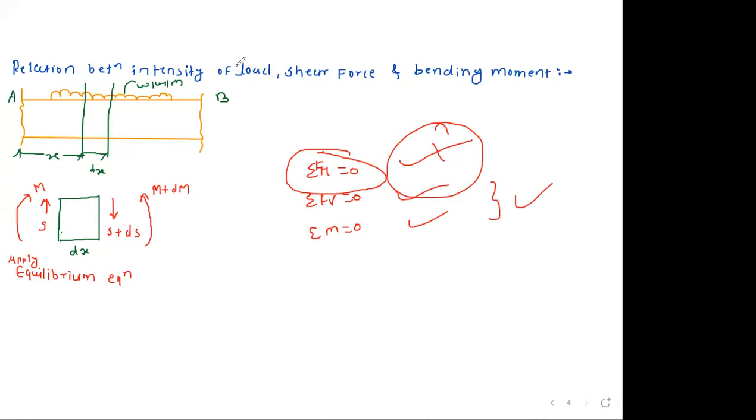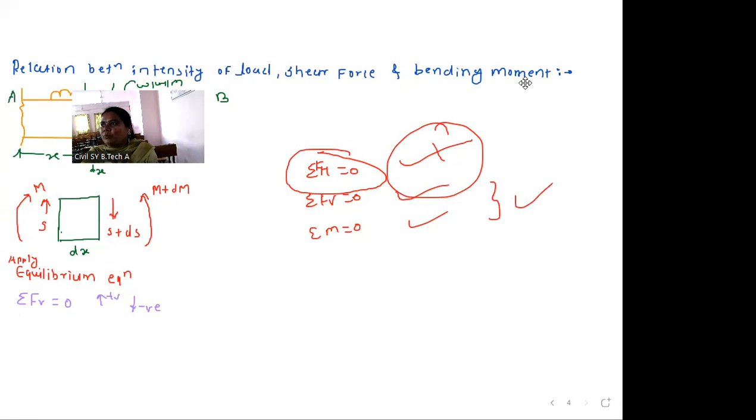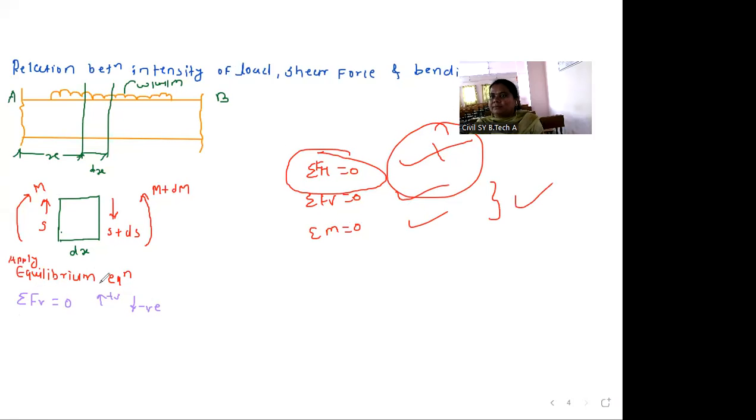So first we will apply the equilibrium equation, that is summation FV equal to 0. For this, we will consider upward forces positive and downward forces negative, as per the usual sign convention. This S is going in the upward direction, so plus S. After that, this S plus dS is going in the downward direction, so minus S plus dS.